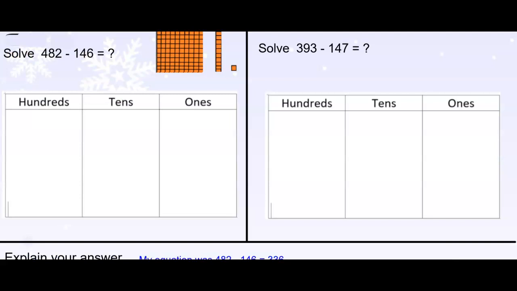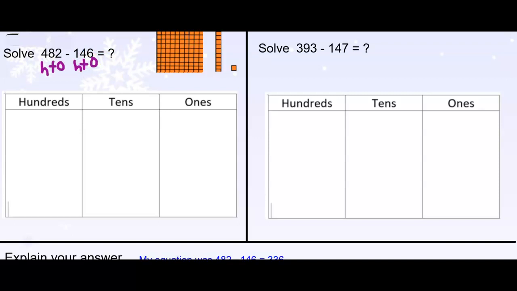Let's look at our problem for today. Today, boys and girls, we are subtracting using the base 10 block strategy. Our problem or equation is 482 minus 146. Remember, the first step is to identify place value. We have 2 ones, 8 tens, and 4 hundreds. And in our next number, we have 6 ones, 4 tens, and 1 hundred.